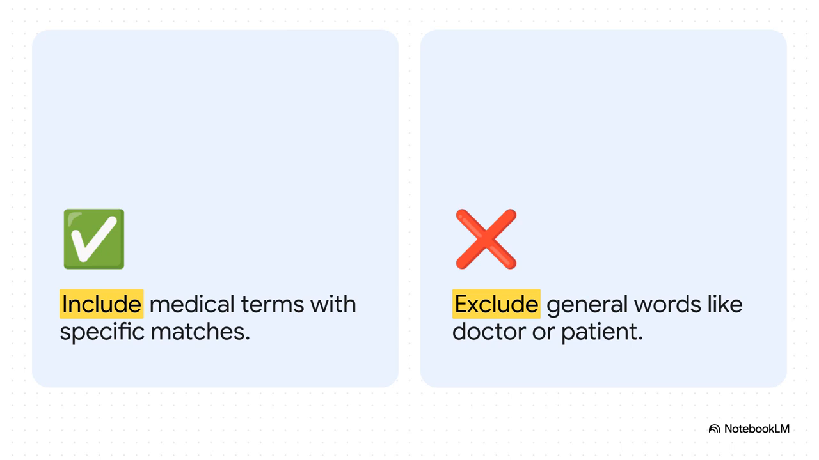For our inclusion criteria, we're only including medical terms with specific target matches. For our exclusion criteria, we are tossing out general vocabulary words like doctor or patient. And this brilliantly illustrates how excluding general words isn't just some arbitrary choice, it's a vital strategy. It stops you from drowning in useless data and ensures your terminology analysis stays deep and academically rigorous.